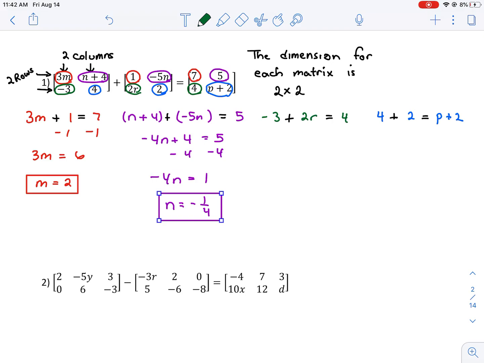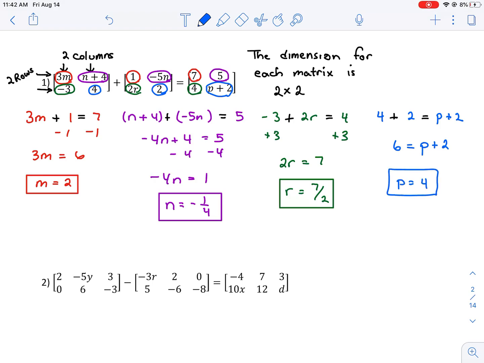Onto the equation in green, I'm going to go ahead and add 3 to both sides. So 2r is equal to 7, so that r is equal to 7/2. Finally, the equation in blue, 4 plus 2 is 6. And subtract 2 from both sides, p is equal to 4. So there are the values for the 4 variables in the matrices.